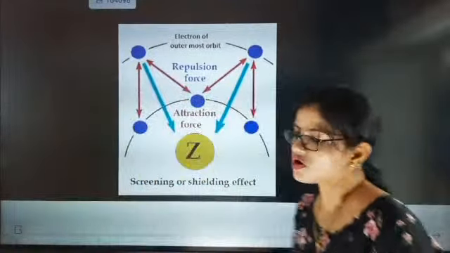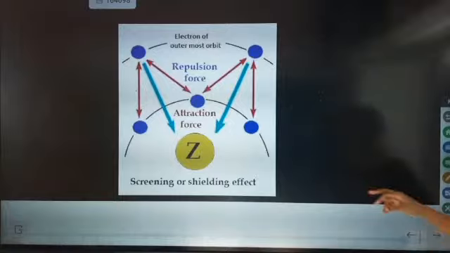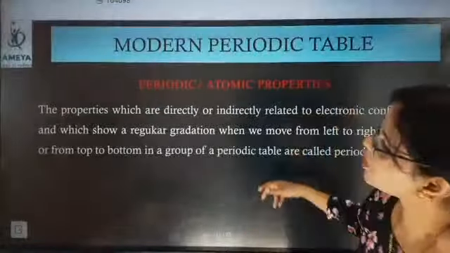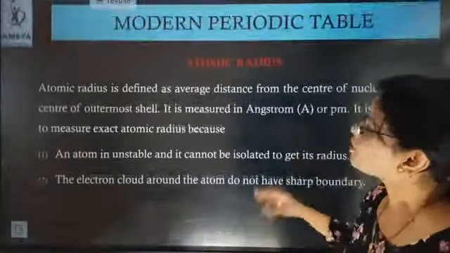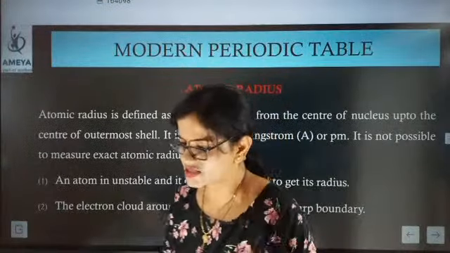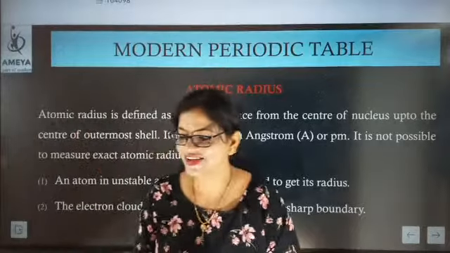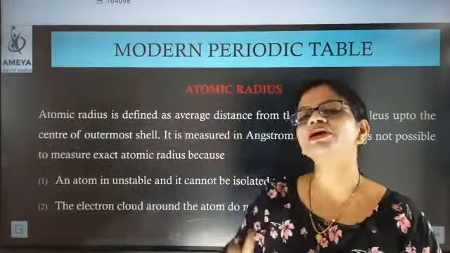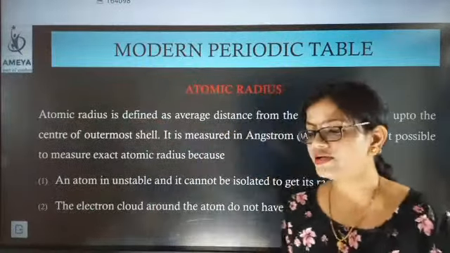Overall net force is called the effective nuclear charge. So shall we go to the next point, which is atomic radius? I already discussed somewhat about it. Now look here, atomic radius. This is another important point to discuss.